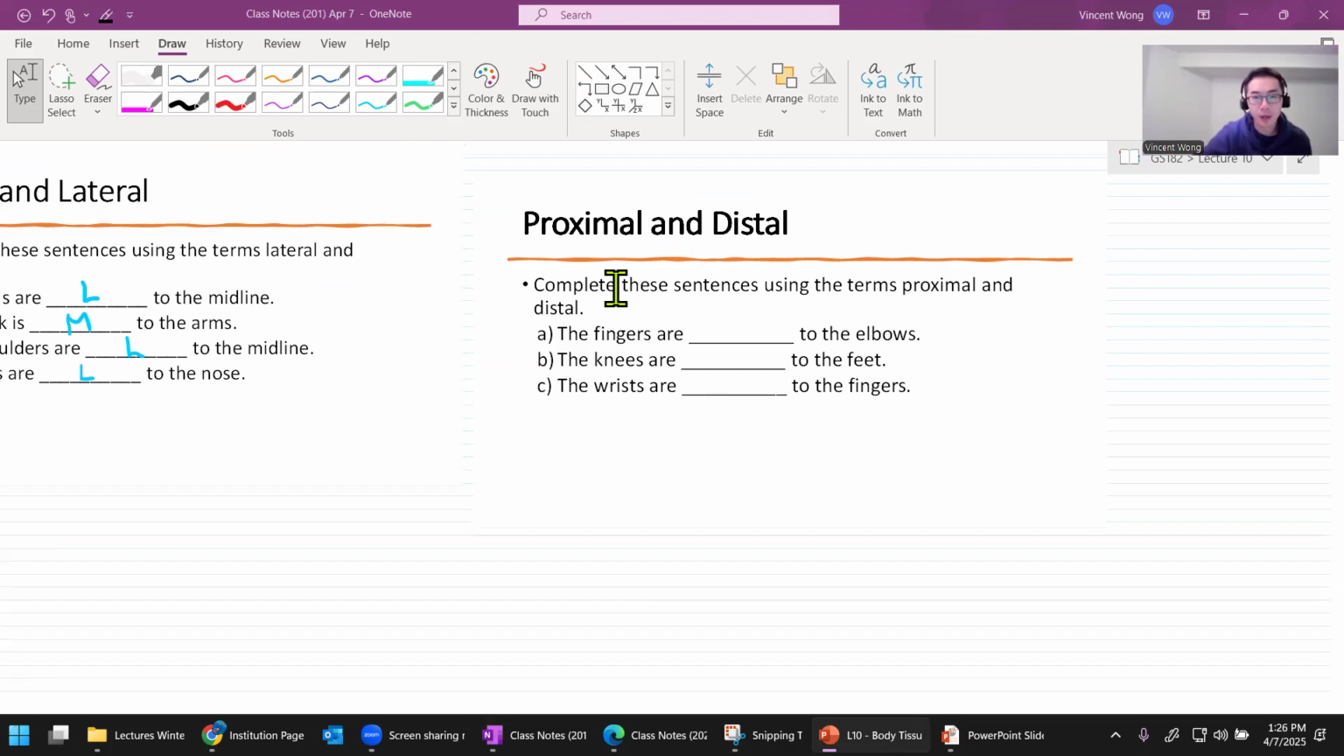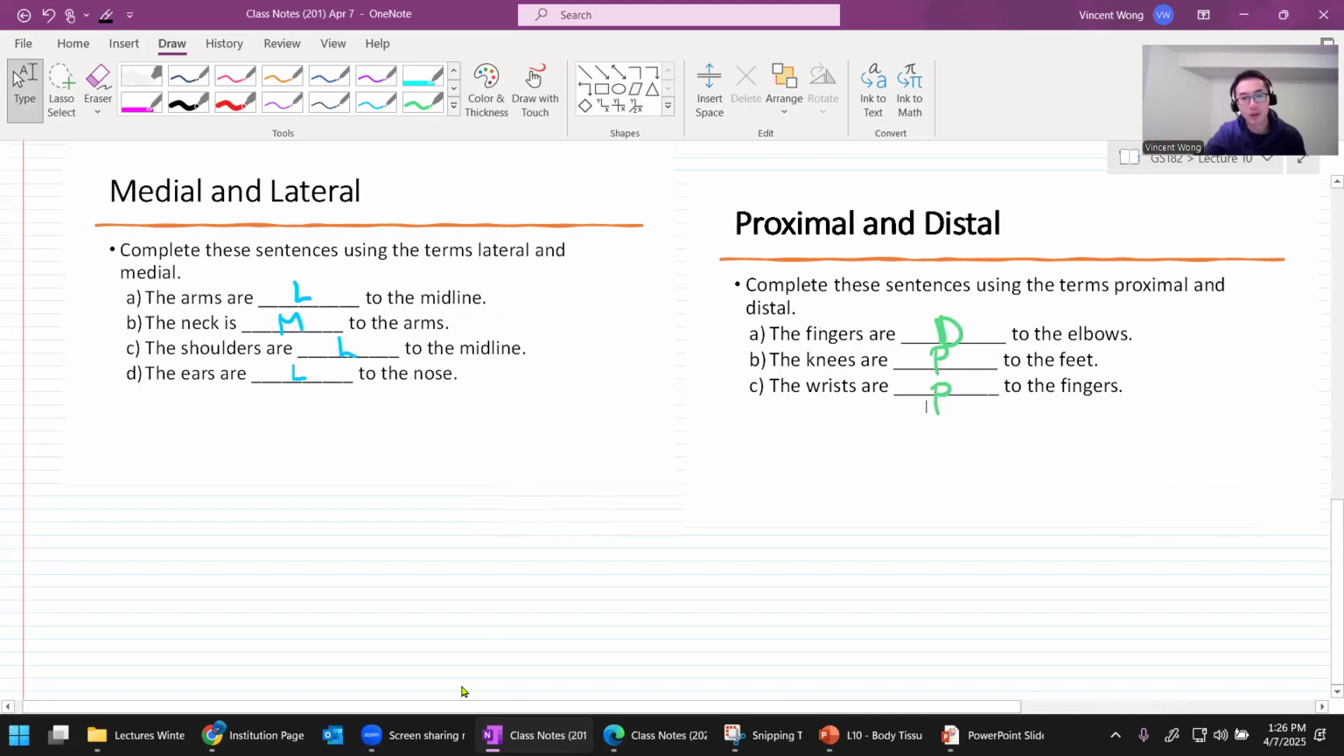All right, fingers are distal to the elbow. They are further away from the shoulder. Knees are proximal to the feet, and the wrists are proximal to the fingers. Now you might be wondering, can I say that the wrists are superior to the fingers? Yeah, that works too. But proximal would be a more appropriate term because we tend to use proximal and distal when we describe structures that are on the arms and the legs. But keep in mind there is more than one possible answer in these situations.